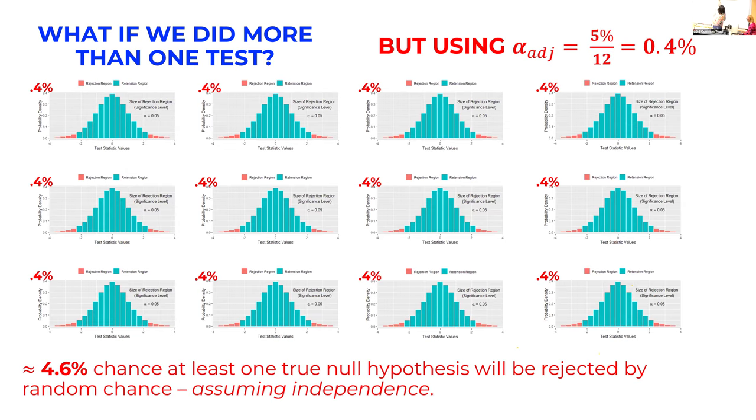If I did, this is what's called a Bonferroni correction. It's essentially dividing our significance level by the number of tests. So instead of using a 5% significance level, we're going to use a 0.4% significance level. We apply it to all 12 out of 10. What does that do? It means we've got a 4.6% chance that at least one of these null hypotheses will be rejected by random chance. Again, assuming independence.